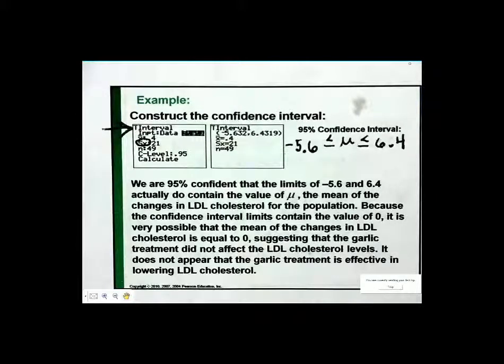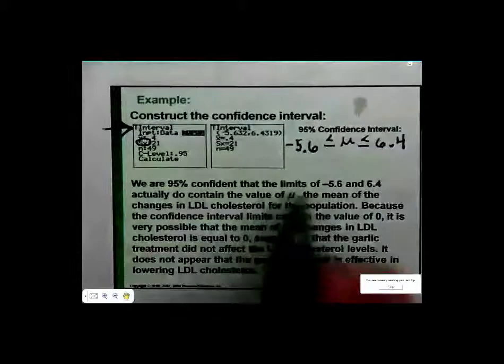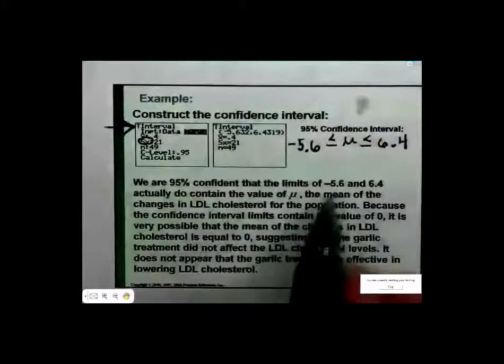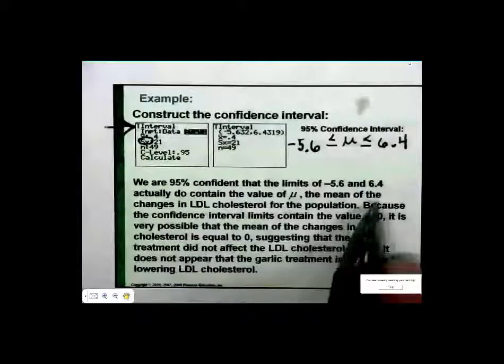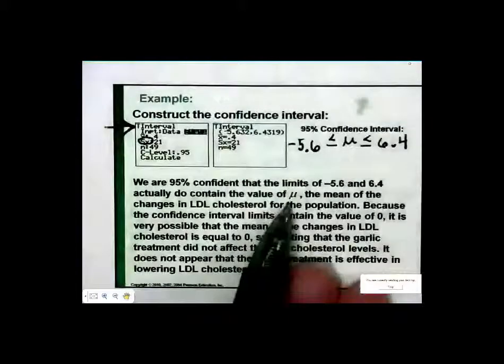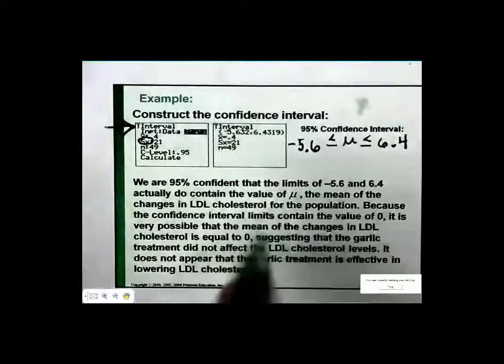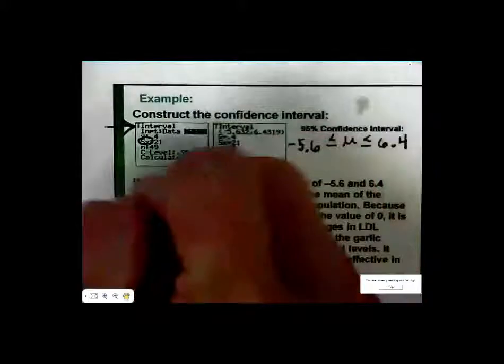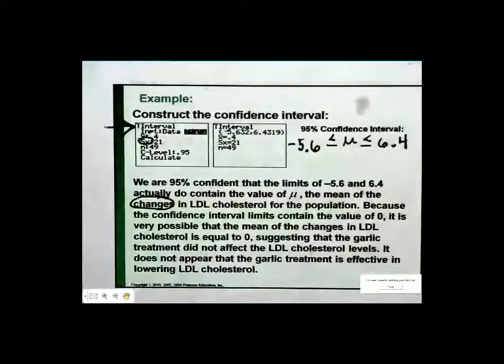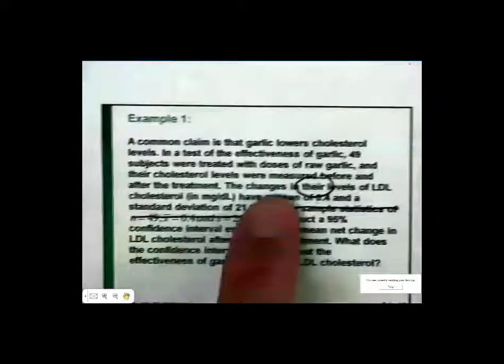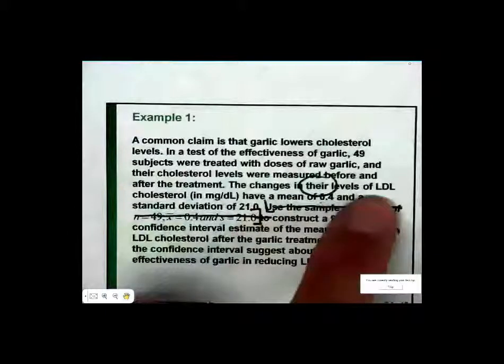We're 95% confident that the limits of negative 5.6 and 6.4 actually do contain the value of mu, but mu is the mean of the changes in cholesterol, which was said right here. The changes in their levels have a mean. It's not their level has a mean, but the changes in their level has a mean.